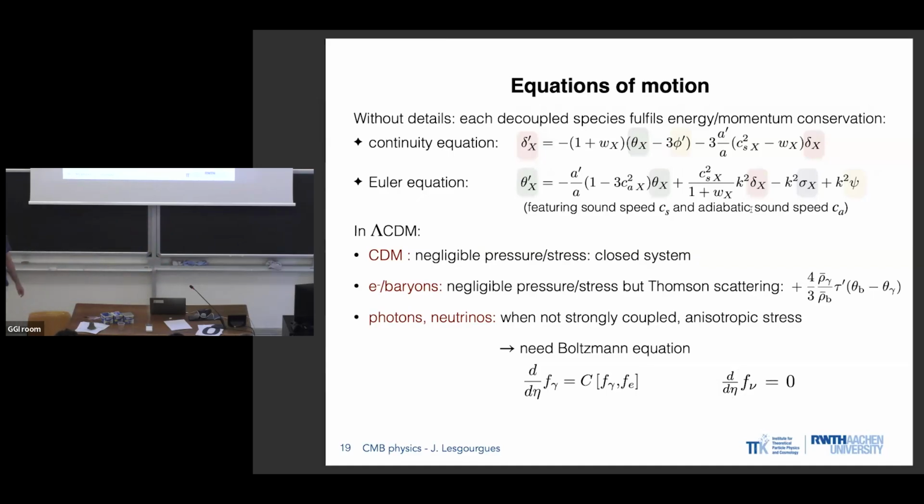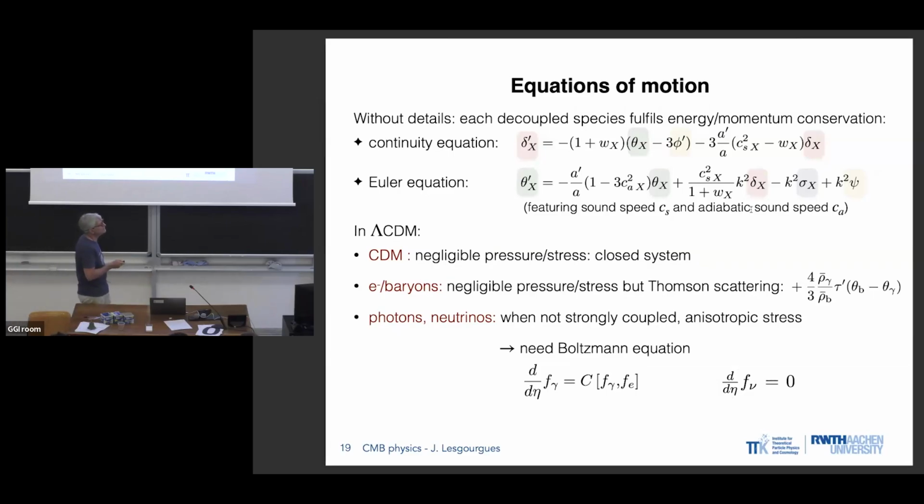So we have one equation of conservation for energy, called the continuity equation, and one equation of conservation for momentum, which is called the Euler equation. They are very similar to hydrodynamical equations. So they give us a derivative with respect to conformal time of density fluctuation and bulk velocity.